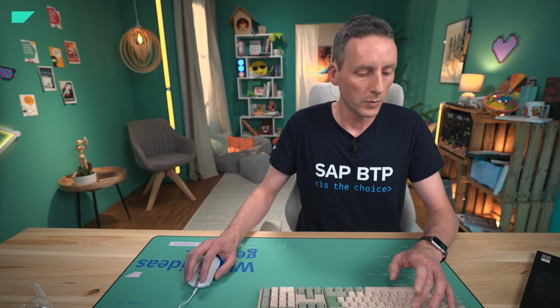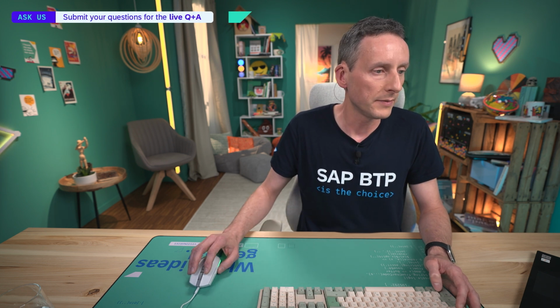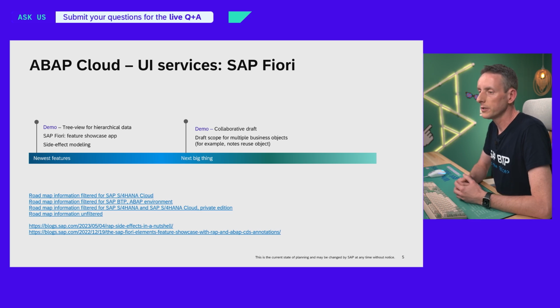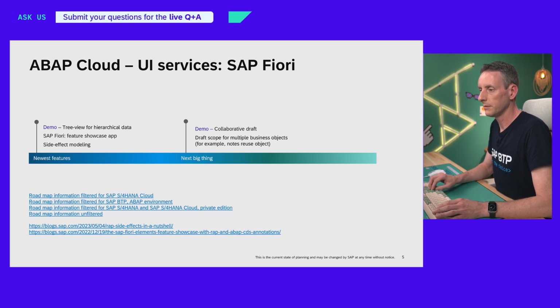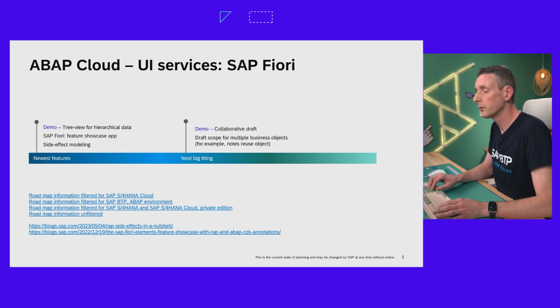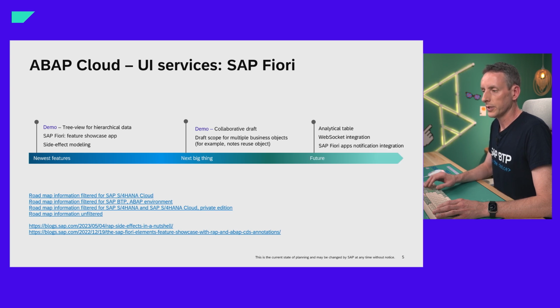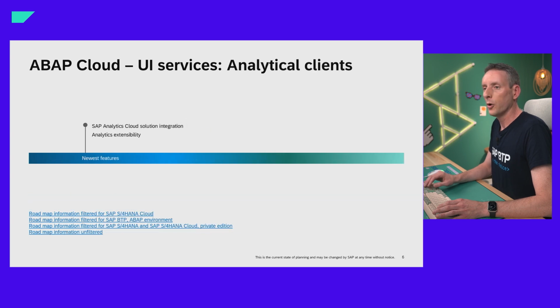I will now go on with this slide here. As said, that is one of the features to come. Next to that, and we'll not demo it today, draft scope is also very important. That means multiple business objects participating in a single business transaction. For example, reuse components are very important in this regard, for instance the notes component, and that will also come soon. And in the future, we also work on analytical table, WebSockets, and so on. By the way, the collaborative draft also makes use of WebSockets integration and ABAP push channel integration, but that works under the hood. And this one mentioned for future usage is, of course, for customers in the cloud environment.